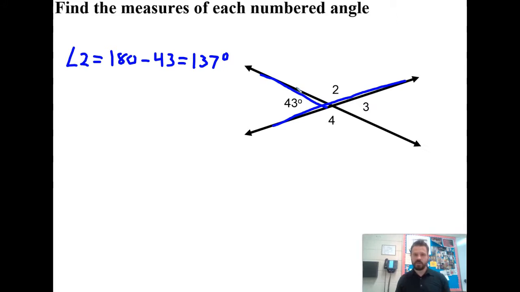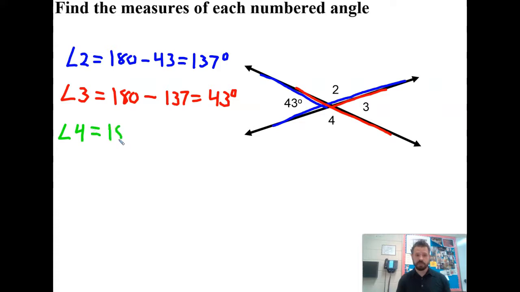Okay, and then from there I can do the same thing. I've got another linear pair between angles 2 and 3. So we can say angle 3 is equal to 180 minus angle 2, which is the 137, which would be 43 degrees then. And we can do that one more time with angles 3 and 4. Again, linear pair, so angle 4 is just equal to 180 minus angle 3, which is 43 again. Or we could think about this 43 we started with, and we get the 137 once again. Okay, so again, something we could have done in Chapter 1.